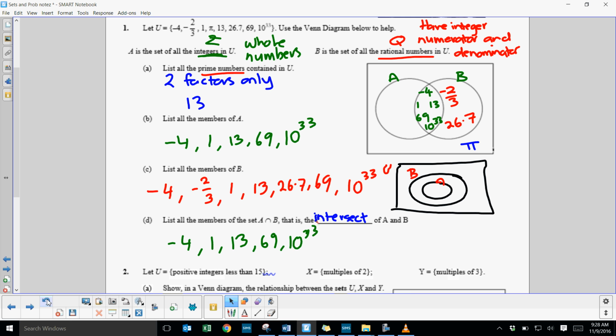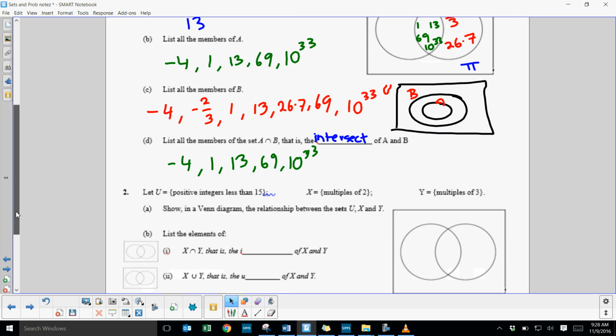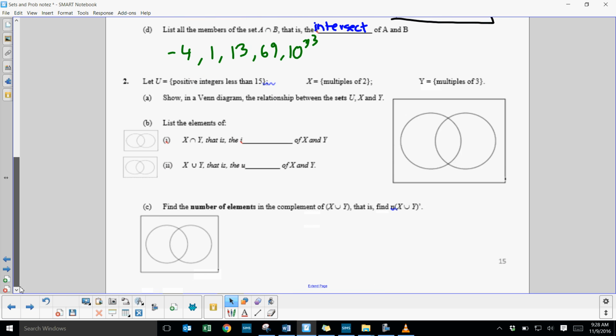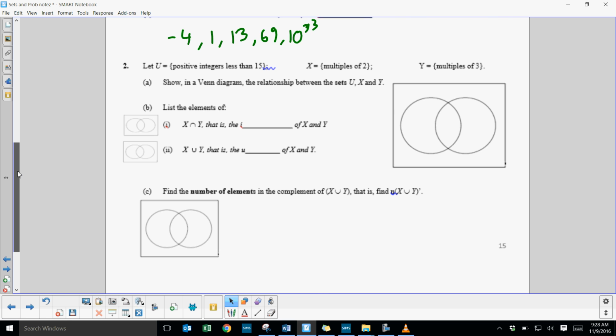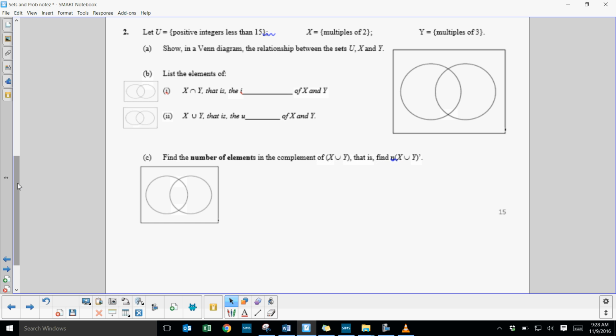So that's another way that you could express the Venn diagram. But we'll just move on from there. So let's go on to question 2 from the warm-up. Question 2 from the warm-up says, let U equal positive integers less than 15. So notice it does not include 15.